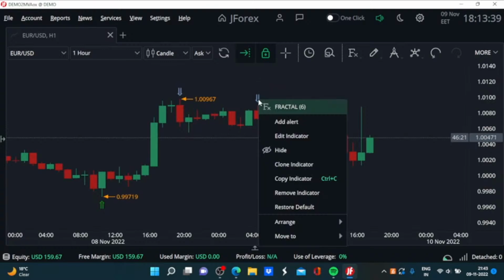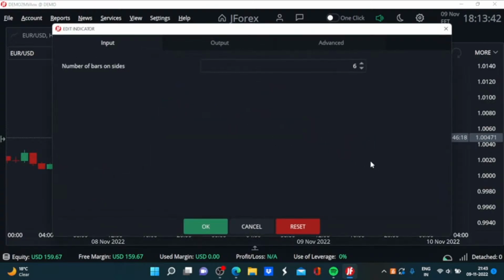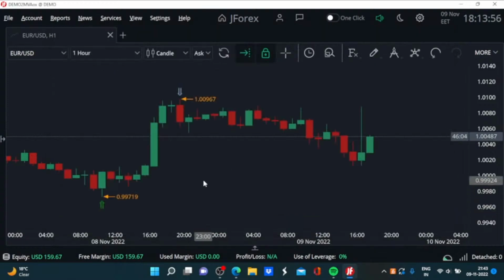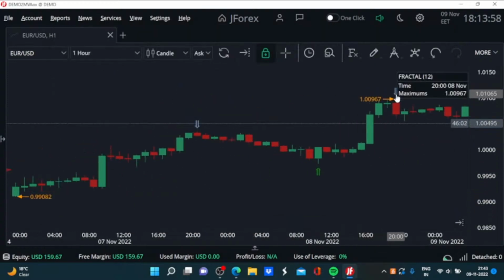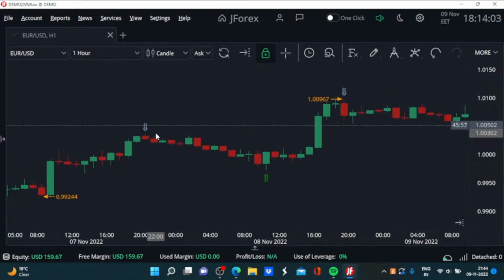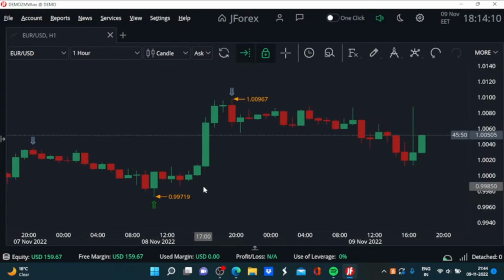Now let me introduce you to some editing options. We have the choice of defining the number of candles, high or low, which need to be there on both sides of the recent high or low to be confirmed as a fractal. So you can always vary this. Now I am utilizing 12 as the defining factor. So we will need 12 lows on both sides which are higher than the middle low to ensure the confirmation of the fractal.